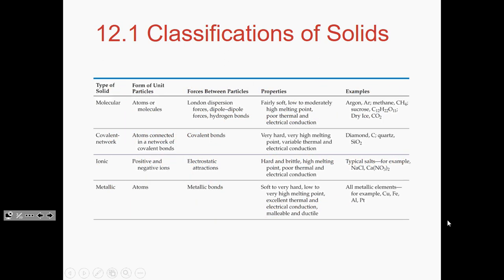And this is a table that looks at the four different types, some examples of each. It looks briefly at their forces in between and their properties. You should have a good working understanding of the ideas on this table, and they also hit all the properties that you should understand here.